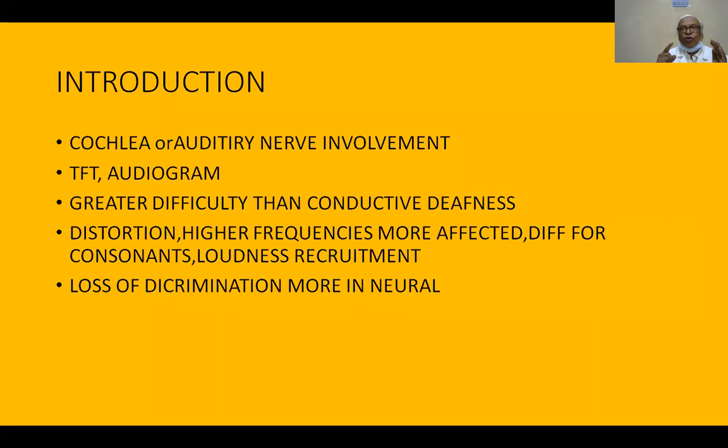Now, how to know which ear is the affected ear, or which ear is more affected than the other? We do Weber's test. That is, vibrate the tuning fork and put it at the center of the forehead, the glabella. Now ask the patient which ear hears better. This is called Weber's test. Weber's test will lateralize to the poorer ear in case of conductive deafness, and to the better ear in case of sensorineural hearing loss. So with this we will know how to diagnose sensorineural hearing loss.